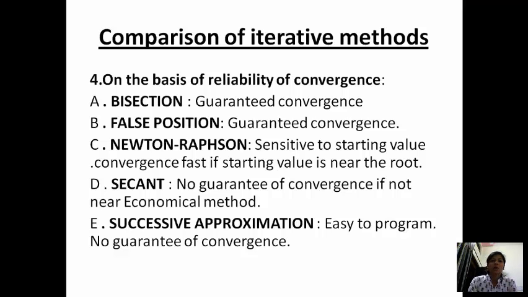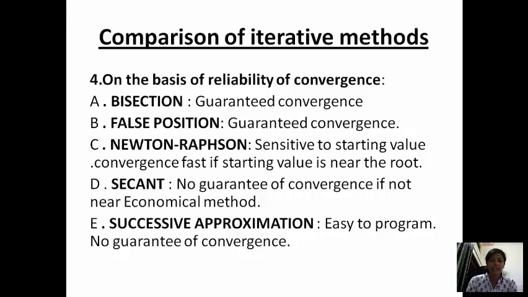Okay. Now if we compare on basis of reliability, we are having in bisection method it is a guarantee that we will get a root, that is it will always converge. In false position root is again guaranteed.